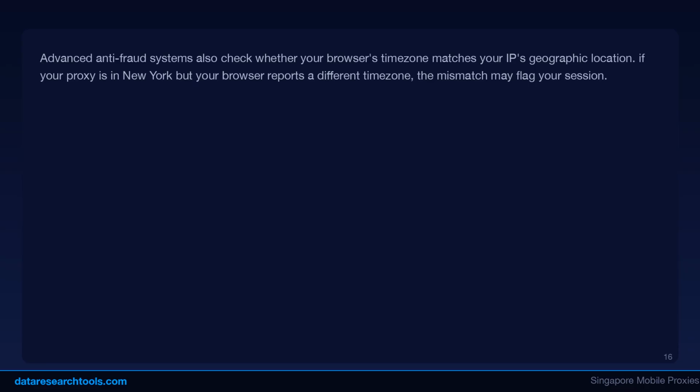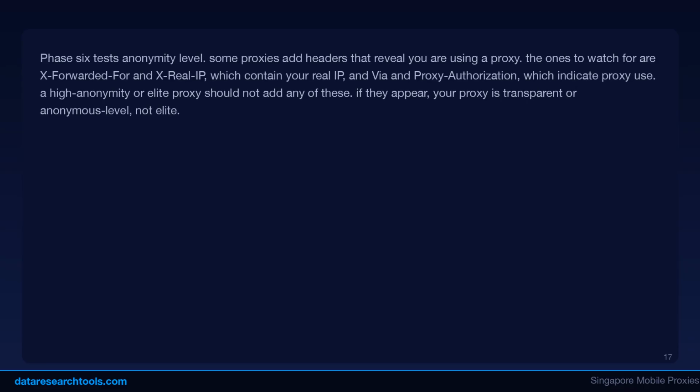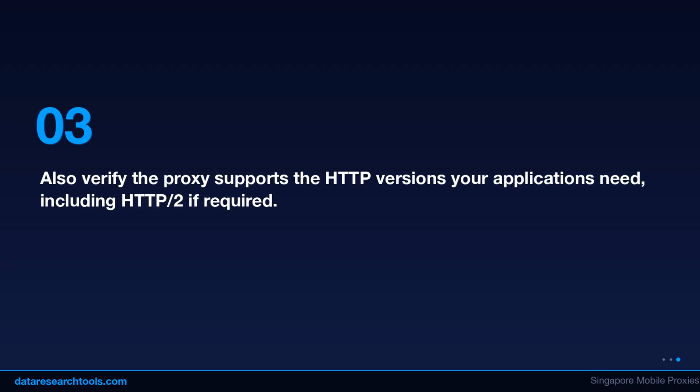Some proxies add headers that reveal you are using a proxy. The ones to watch for are X-Forwarded-For and X-Real-IP, which contain your real IP, and Via and Proxy-Authorization, which indicate proxy use. A high anonymity or elite proxy should not add any of these. If they appear, your proxy is transparent or anonymous level, not elite. Also verify the proxy supports the HTTP versions your applications need, including HTTP/2 if required.